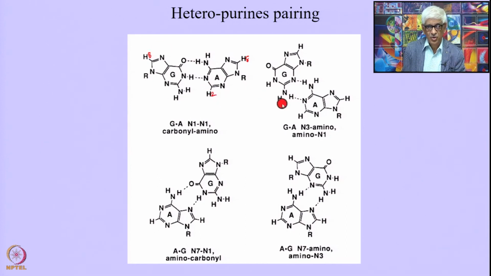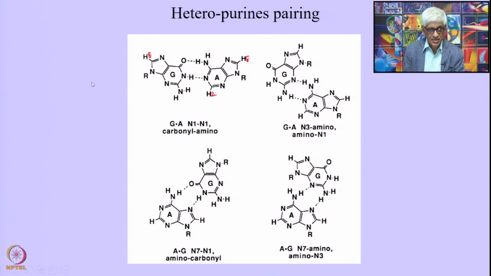In the same manner you have the G-A N3 amino N1, G-A N3. Where is G? This is the G, and N3 is this, and this is going to the amino of the A. So this is the NH2. This N-H...N hydrogen bond is there, and this amino at the 2 position is hydrogen bonded to the N3 of this. So these are both N-H...N hydrogen bonds, here one N-H...O and one N-H...N, and it involves amino groups and the imino protons.